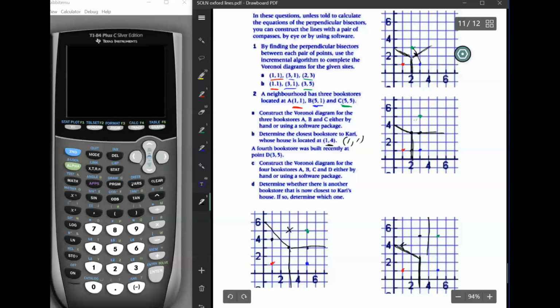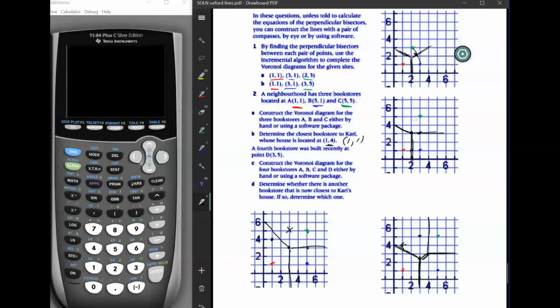So I'm going to get rid of that. It would look like that now. Okay? All right. Let me redraw that. Okay, like that. So Carl is now in the region of the new bookstore. All right? And I needed to make an adjustment.